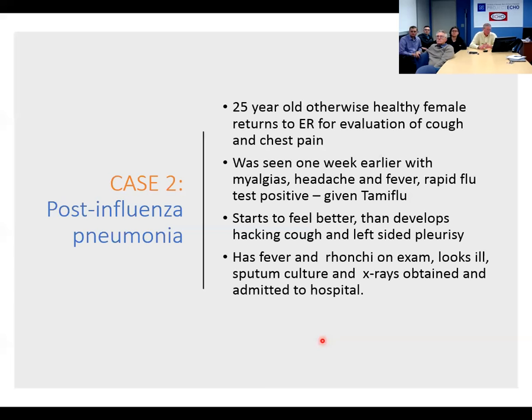Anyway, she was given Tamiflu, but she continued to have a cough and started developing some chest pain. She was feeling worse despite the Tamiflu and had a fever. First she started feeling bad, then she just started having this hacking cough and left-sided pleurisy. So when she coughed, she had pain in her chest. She had fever and rhonchi on exam, and in the emergency room, she looked ill, and she had sputum and x-rays obtained, and she was admitted to the hospital. So a woman getting over the flu started feeling worse with a hacking cough, and she had not had a flu shot, which she should have had.